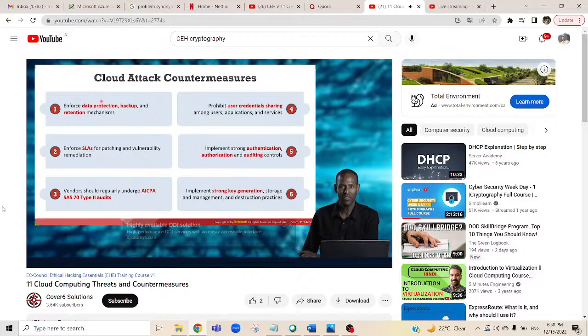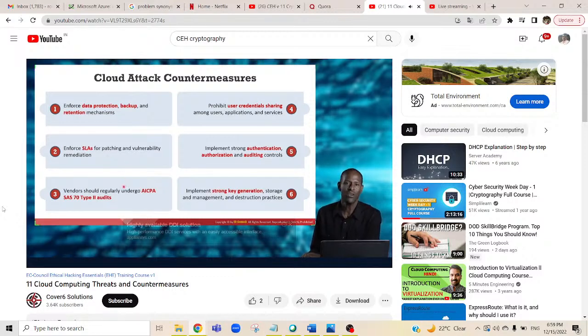So we can protect data through identity management and encryption, making sure we're backing it up, making sure that we have good data retention and rotation mechanisms. Also, read your SLA. What's an SLA? An SLA is a service level agreement. And you need to know what that says for patching, vulnerability, remediation. You need to know what the SLA says for not just those, but for every part of your cloud service with that cloud service provider.